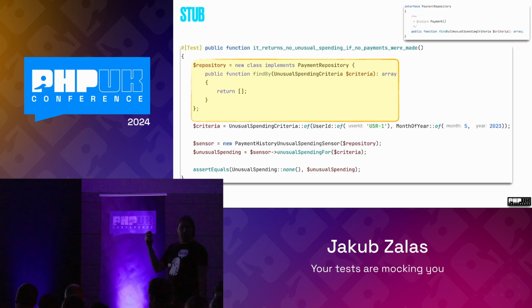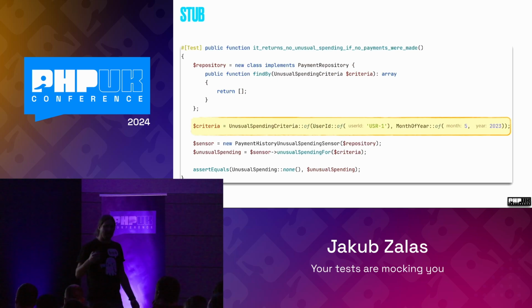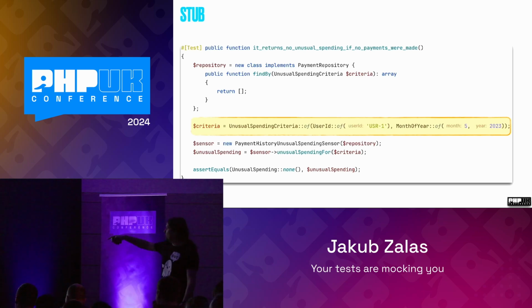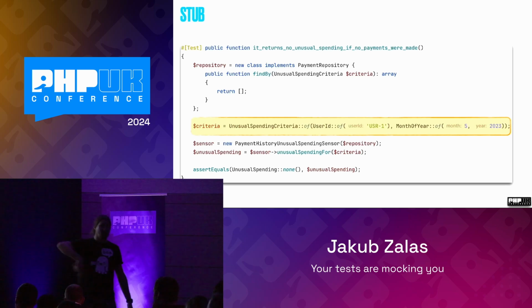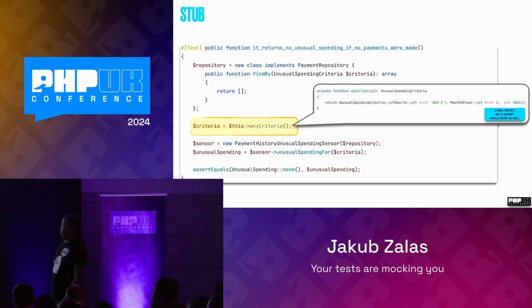There's a few things we could do to improve this test. Once I've written it, I realized the criteria is actually irrelevant to this test case, because it doesn't matter for what user or what month of year that behavior is invoked for, because that criteria is only passed to its collaborators. It's never actually used by the object I'm testing. So it kind of obfuscates the test here. I don't need that data to be included, so it's best to just hide it behind a method. Any criteria will do. So try to give it an intention revealing name.